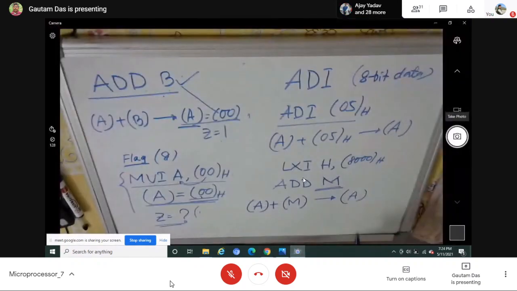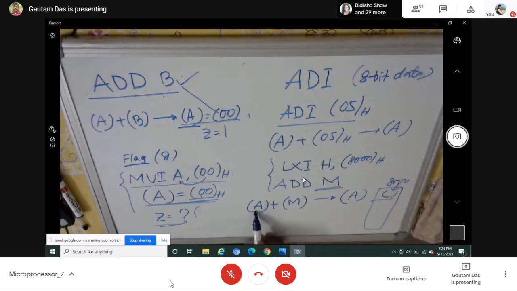So the meaning of these two instructions is that you are adding the content of the accumulator with the content of the memory whose address is there in the HL register pair. What is the address? 8000. Suppose there is a memory register with the address 8000. Whatever data is there in this memory register will be added with the content of the accumulator, and after addition, the result will be stored in the accumulator.